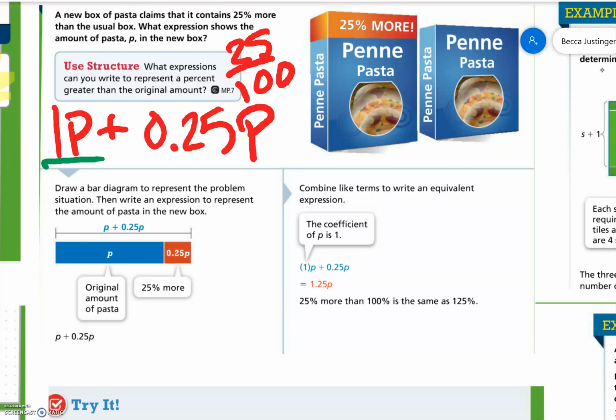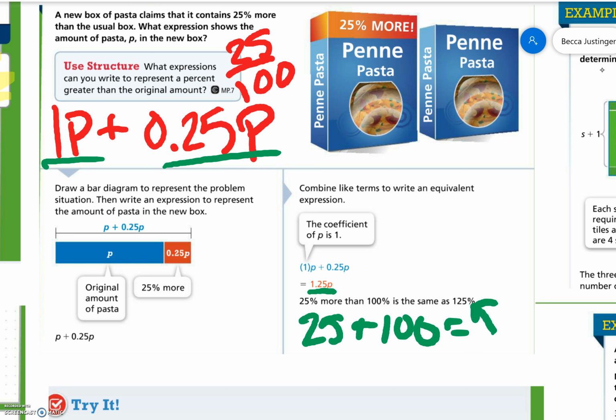But these are like terms. We can add them to get 1.25p. So 25% more than 100 is the same as 125, because you could just take that 25%, add it to the 100% and get 125%.